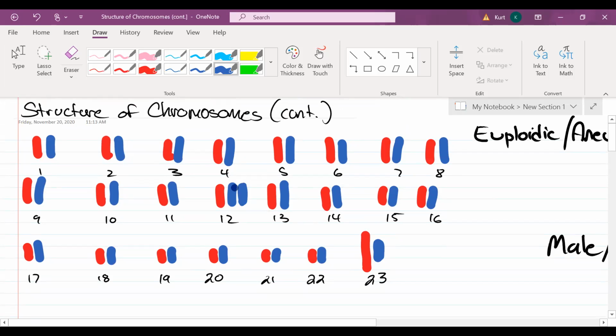So is that person euploidic or aneuploidic? Aneuploidic. Do they have monosomy or trisomy? What pair? Okay, so they have trisomy 12. And is this a male or a female? It's a male. All right, good. That's your test run. All right, let's do 7 real ones.